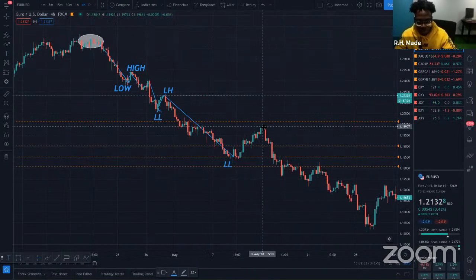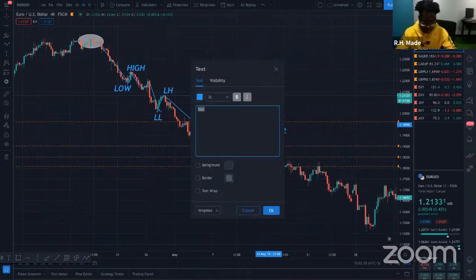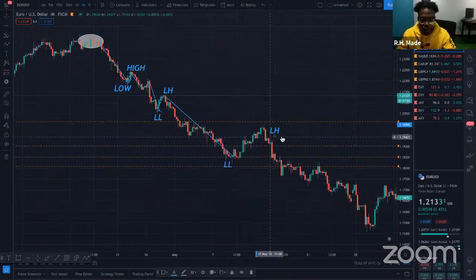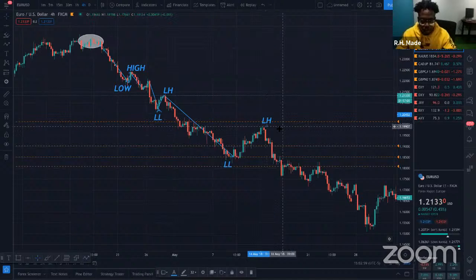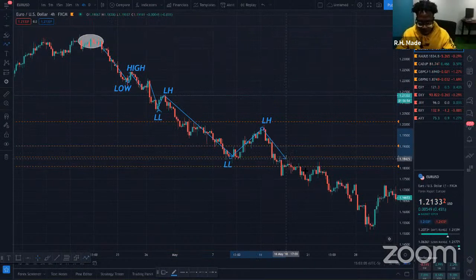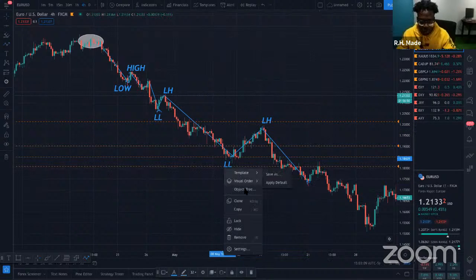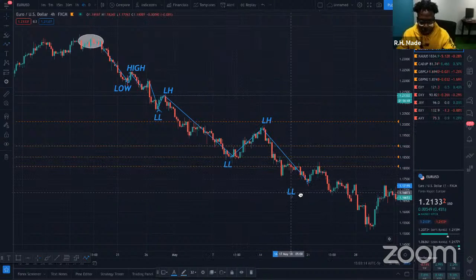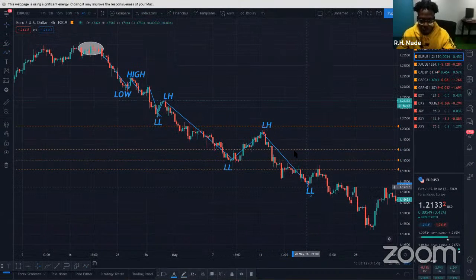Comes back up, lower high, lower than this high and that high. Comes down again, lower low, lower high.